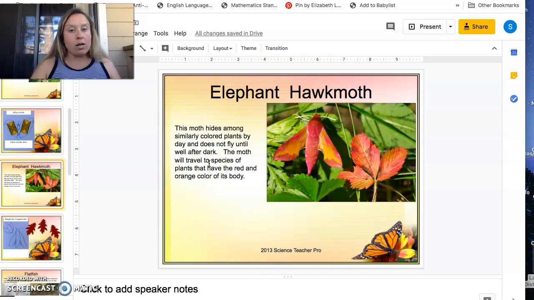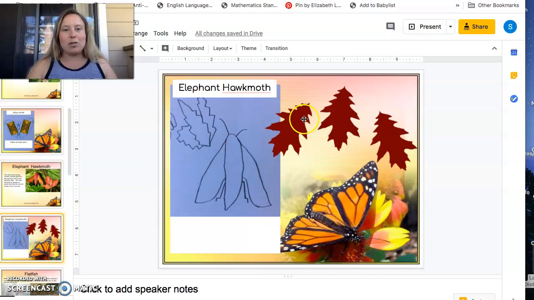The elephant hawkmoth. Can you tell which one is the moth and which one is the leaf? This moth hides among similarly colored plants by day and does not fly until well after dark. The moth will travel to species of plants that have the red and orange color of its body. Okay, so you can see why he might choose those plants and why God would make him so that he was the color of the leaves of that plant so that he could adapt to his surroundings. Can you imagine if he ate a purple plant and he was pink? Not a good adaptation.